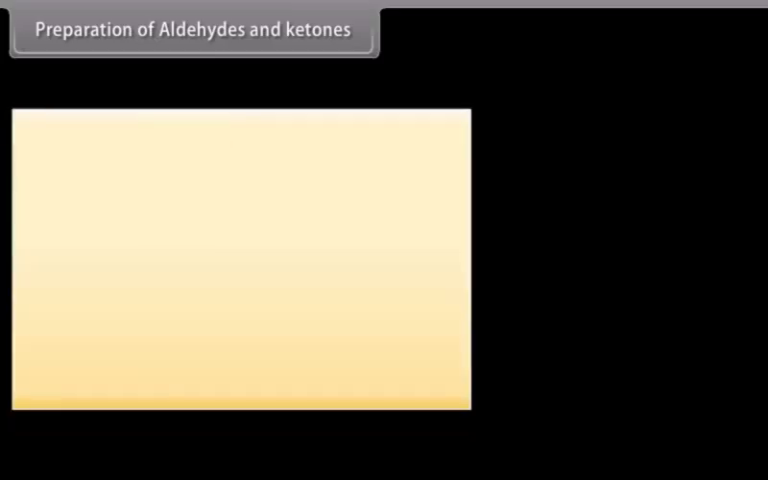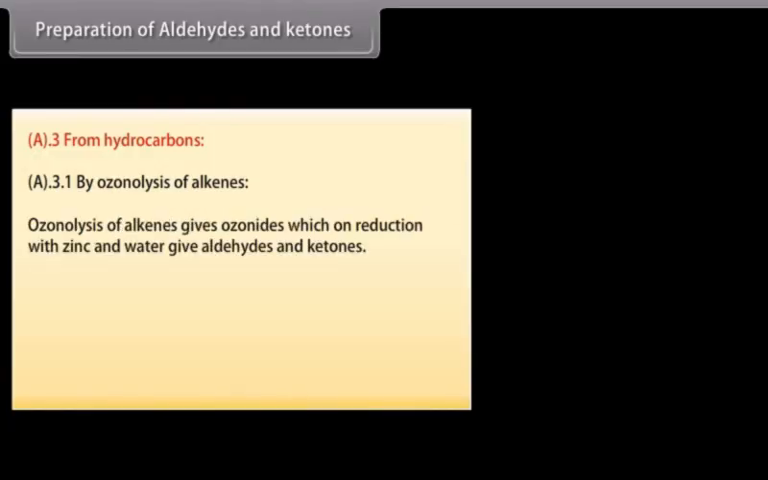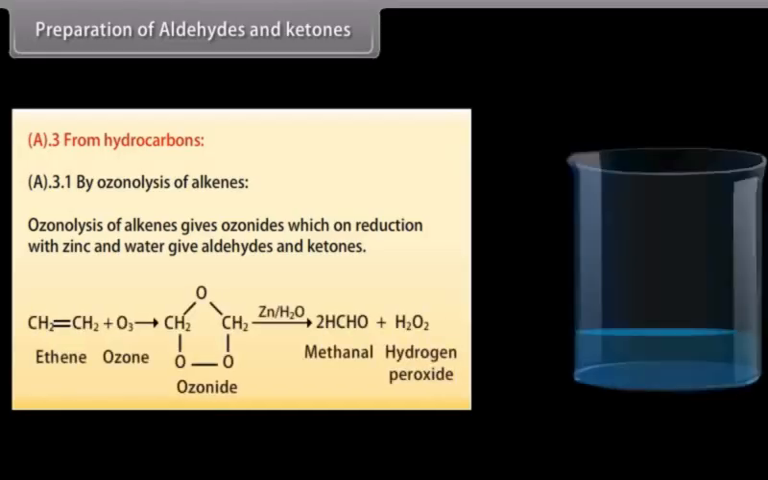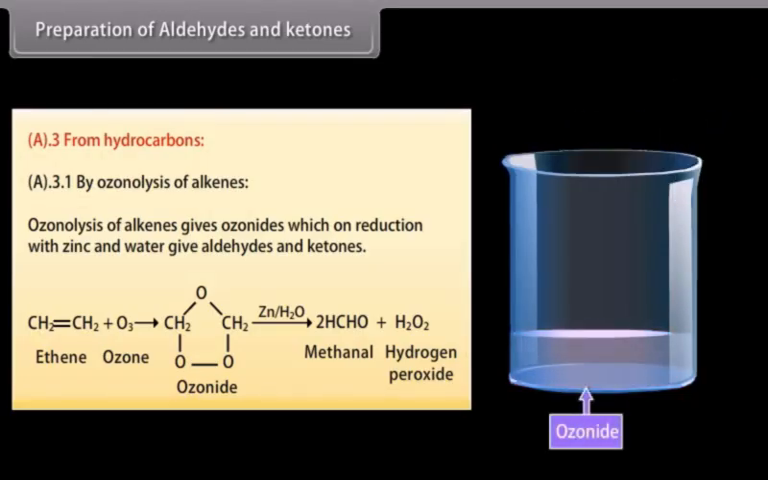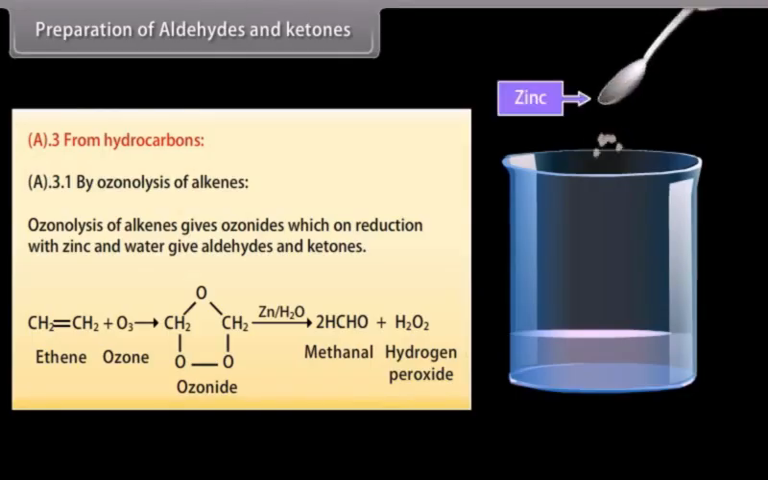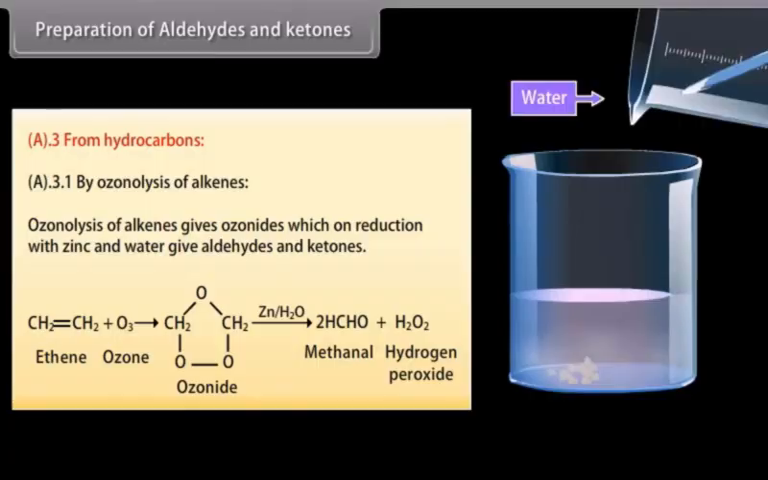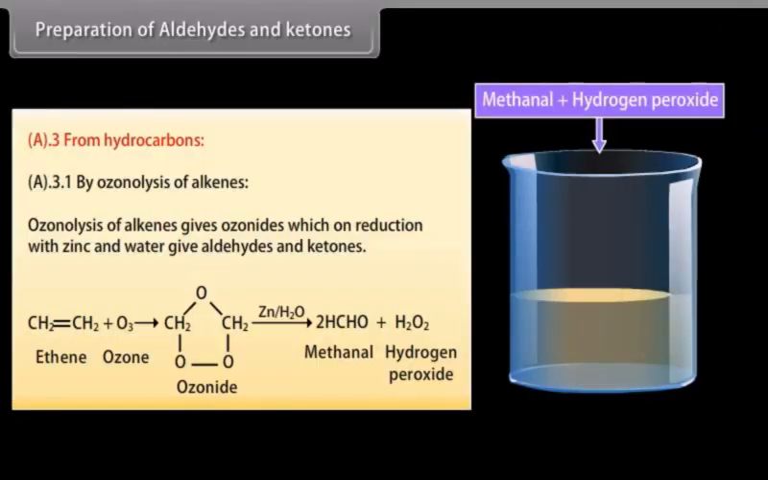Preparation of aldehydes and ketones from hydrocarbons, by ozonolysis of alkenes. Ozonolysis of alkenes gives ozonides, which on reduction with zinc and water give aldehydes and ketones. Ozone gas reacts with ethene and forms an intermediate, that is ozonide, in which some zinc is mixed along with water and forms methanal and hydrogen peroxide.